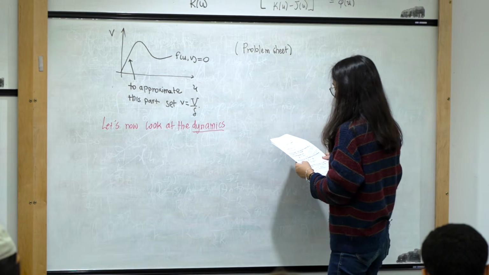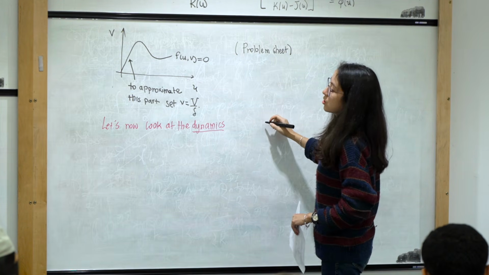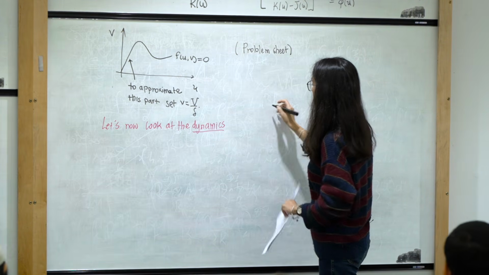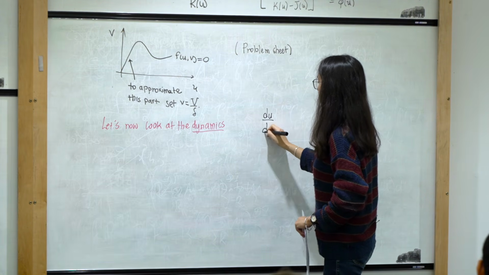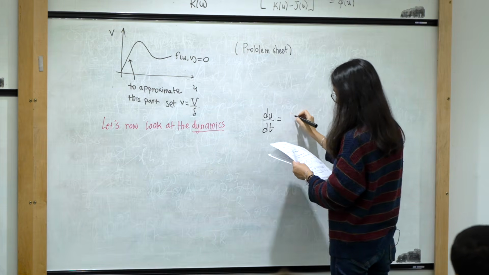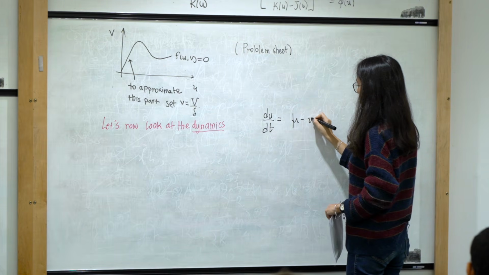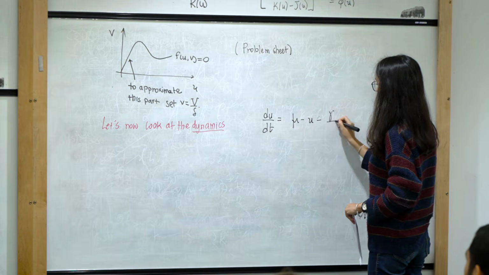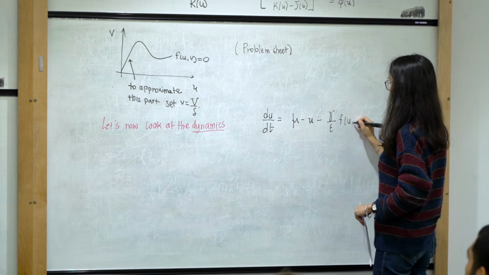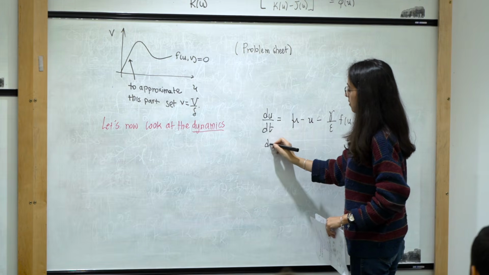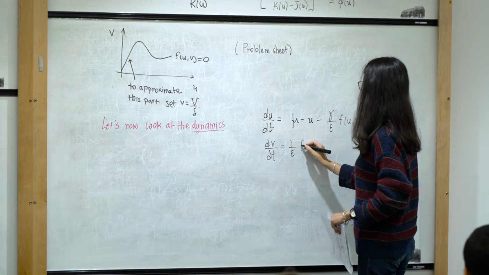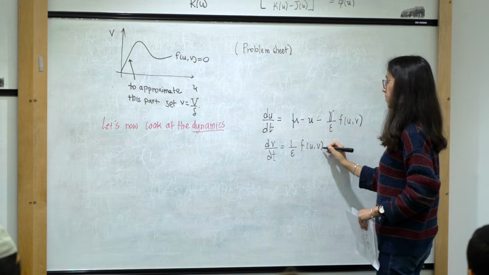So, okay, how are the equations? Let me rewrite the u and v. So that was du dt. You don't have to rewrite it, it's just so that we can see it. It is mu minus u, and then I had minus gamma over epsilon, this function. And then the dv dt was easy. It was just 1 over epsilon f of u comma v.